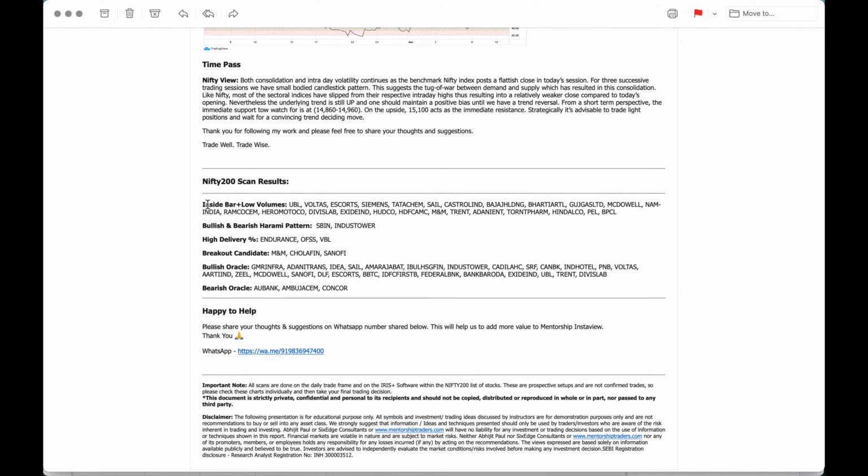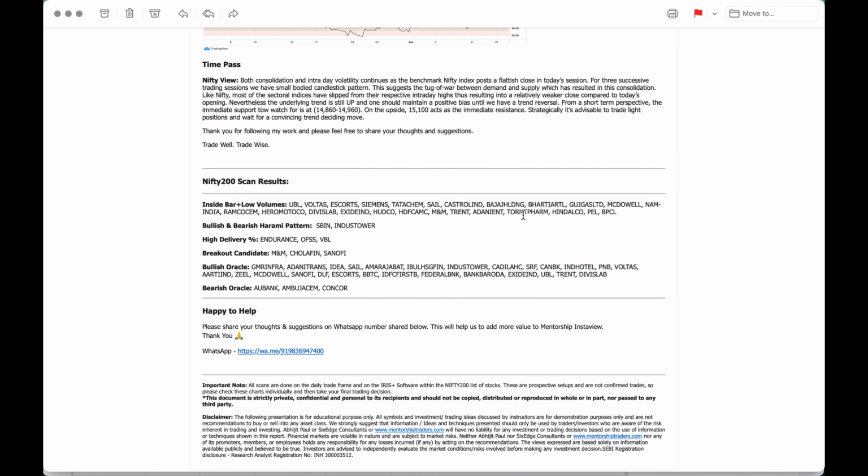Okay. Right on top of this, you will find that I also share a list of inside bar plus low volumes. I just spoke about the importance of low volumes. We have spoken about what is an inside bar. And so I scan for those stocks which have created an inside bar with low volumes, and I share the list. So all that you have to do is focus on these stocks for the next day.